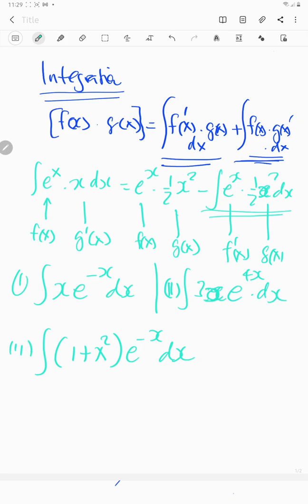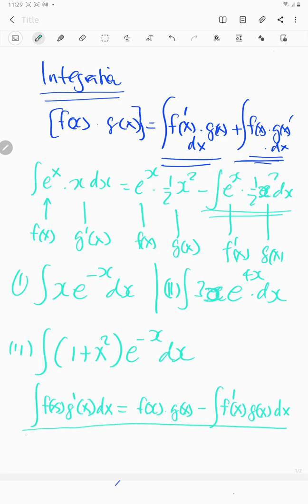The equation must be: the integral of f(x) g'(x) dx is equal to f(x) g(x) minus the integral of f'(x) g(x) dx. So this is actually the equation. You must be able to use this equation to translate your problem.